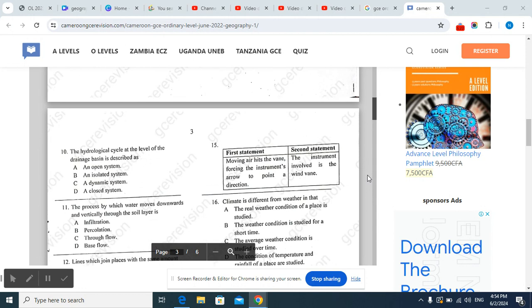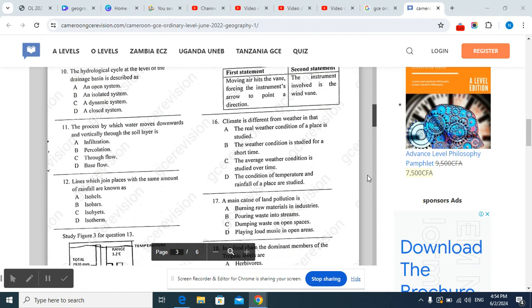Now question 10. The hydrological cycle at the level of the drainage basin is described as, the answer is A.